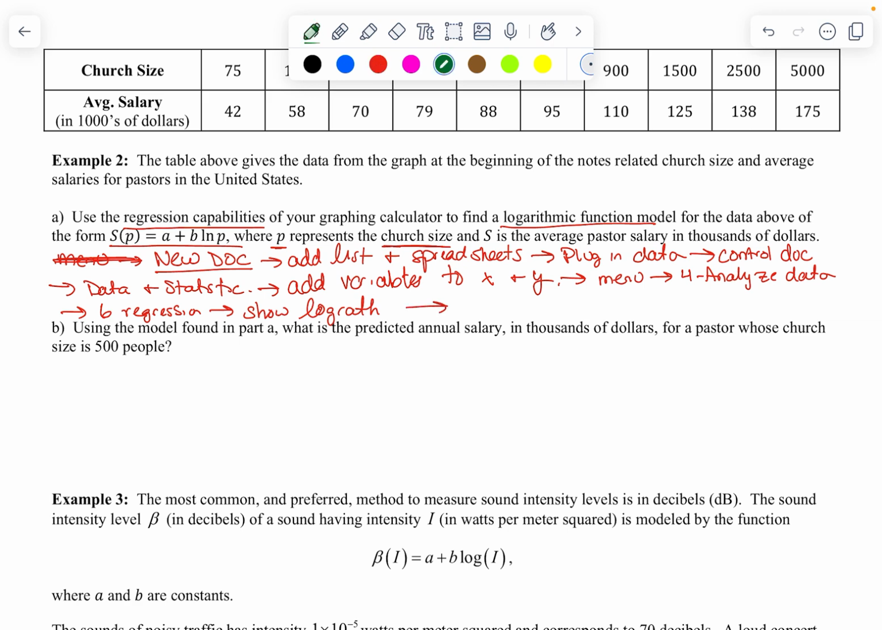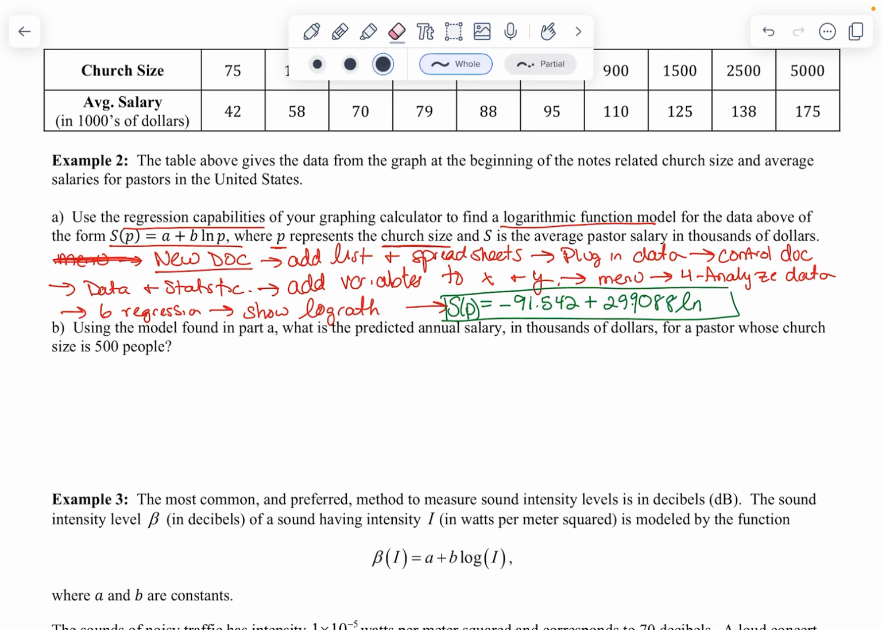And the log function that I got is y equals negative 91.542 plus 29.088 ln of x. And your y, if you remember, is your S of P, and your x needs to be labeled as P so that we follow what they told us to do.